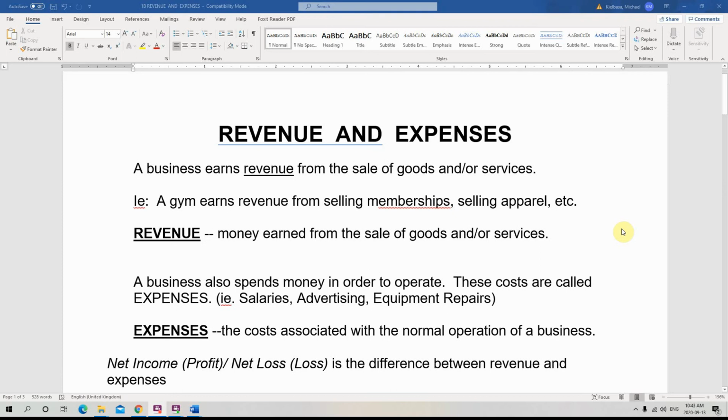Now, in accounting, okay, a company earns a net income if its revenue, the money it brings in, is greater than the money it spends to operate. So we call that a net income. And if revenue is less than expenses, then we have a net loss.